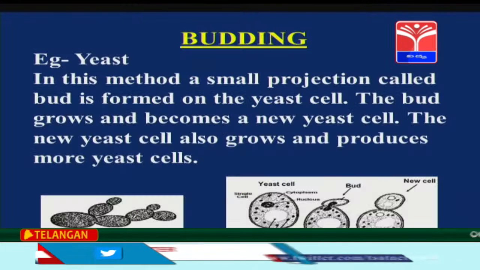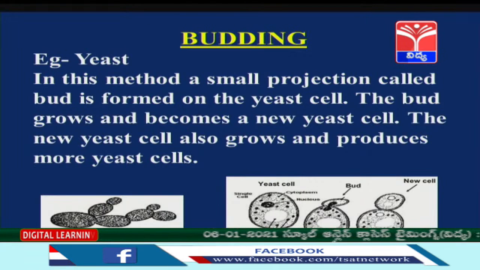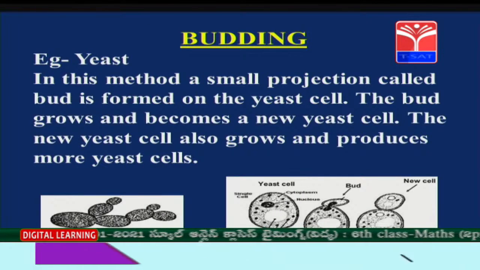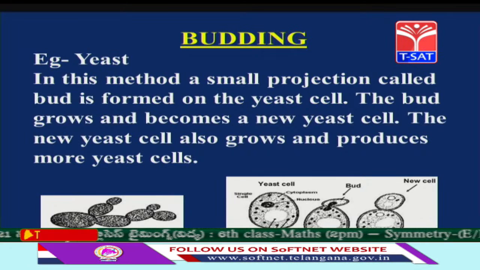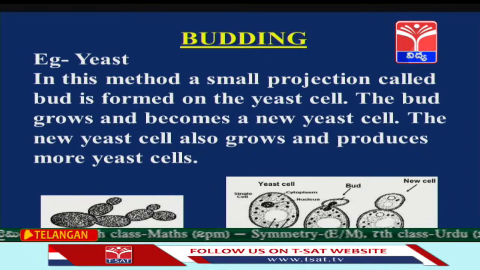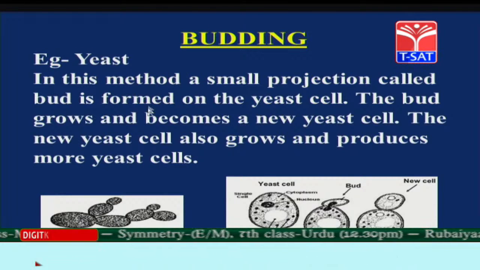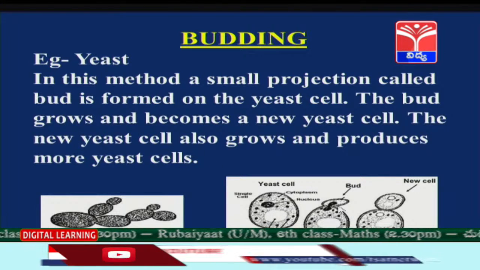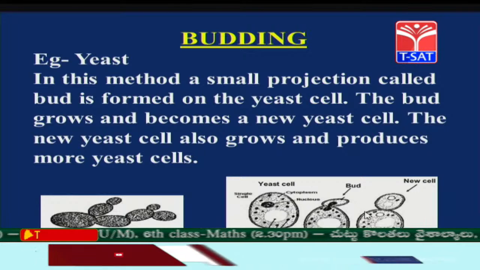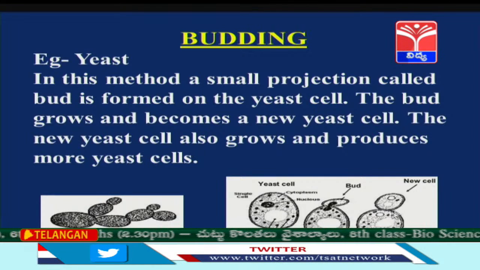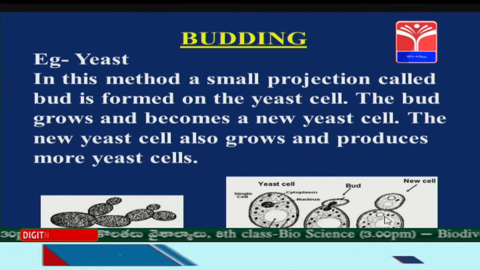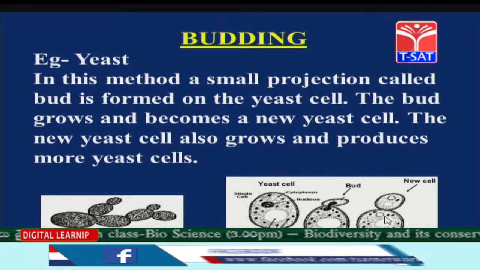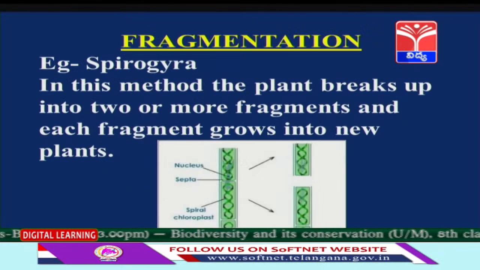Another type of asexual reproduction is called budding. Budding is one type of asexual reproduction which occurs in yeast cells. In this method, a small projection called a bud is formed on the yeast cell. So this is the yeast cell, a small projection called a bud is formed here, and the bud grows and becomes a new yeast cell, and this new yeast cell also grows and produces more yeast cells.